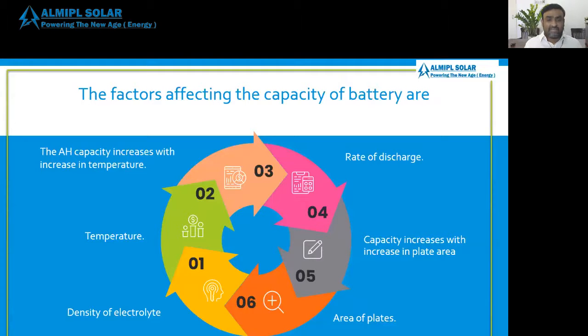Temperature also will affect the battery lifetime. We need to maintain the temperature, as we told. Once the fluid is filled, we need to keep the battery 4 hours to 6 hours and wait before charging. Like that, we need to maintain the temperature, as capacity increases with increasing temperature.